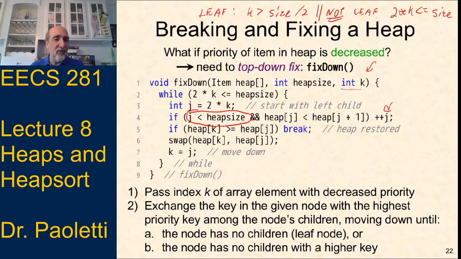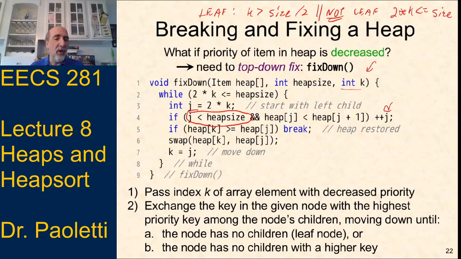Now line 5 is a check. Hey, am I done? So if the parent has a priority greater than or equal to that of the highest child, the heap property is restored. So line 5 is asking, is the heap restored? If the parent has a priority greater than or equal to the child, the highest priority child, not just any child, then we can break. We can stop this loop. Otherwise, the loop keeps going. And there's no else clause, we just keep going.